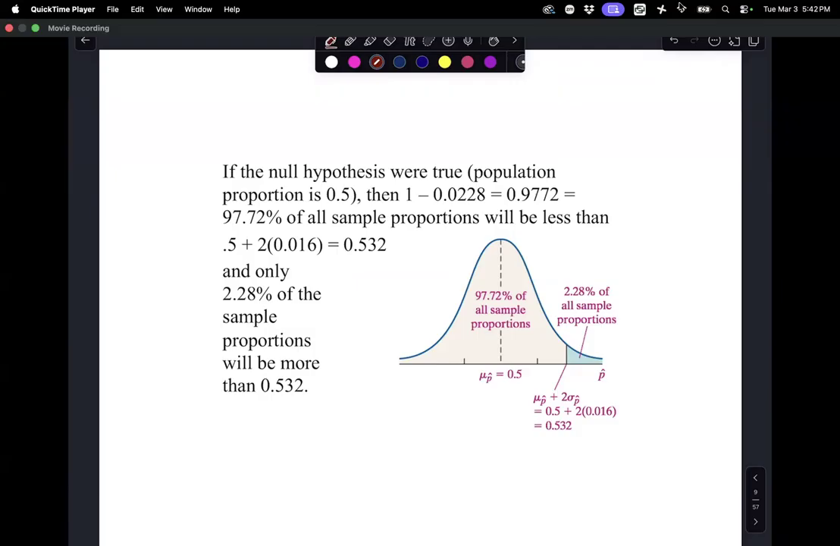Because remember, about 95% is in here. It's not exactly 95%. Remember, for our empirical rule, it was an estimate. It is slightly more than 95% in the middle when we use 2 standard deviations. So what it really puts us at is 2.28% in the tail.